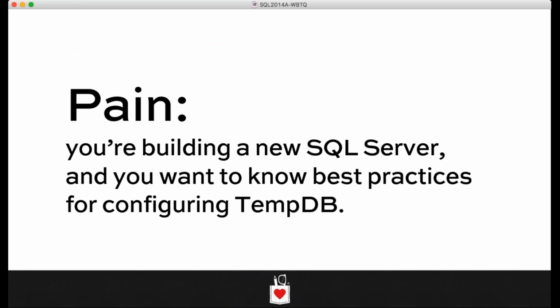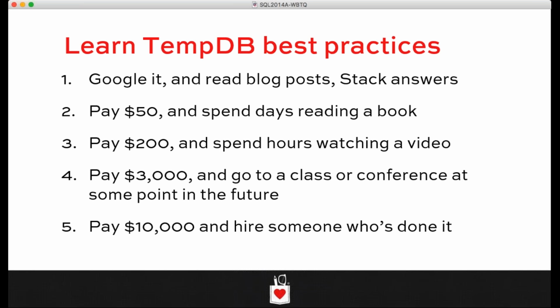You're building a brand new Microsoft SQL Server. Hey, SQL Server 2016 comes out today. The timing is perfect. And you want to know what the best practices are for configuring TempDB. And coincidentally, with SQL Server 2016 coming out today, the best practices change. It's funny how that works. So if you want to know the best practices to configure TempDB on your brand new SQL Server, how are you going to relieve that pain? Which of these options are you going to choose? Go ahead and read through that list for a minute.